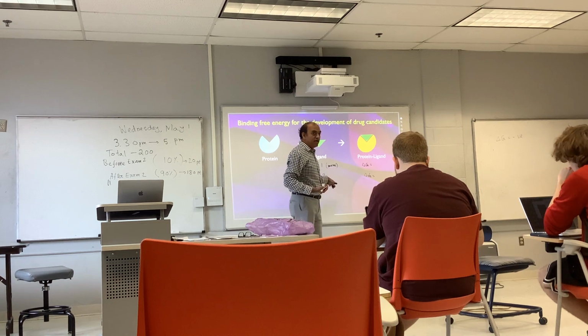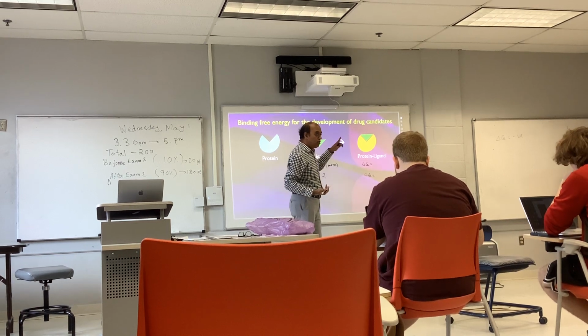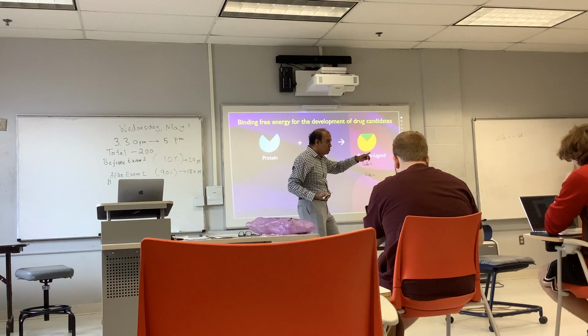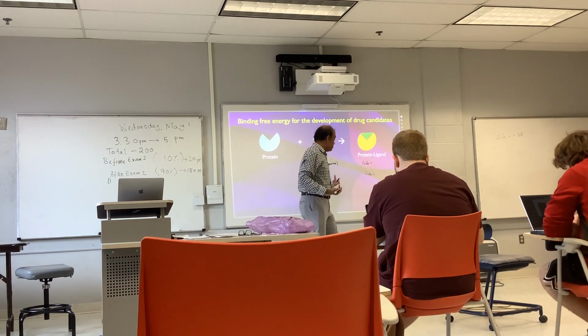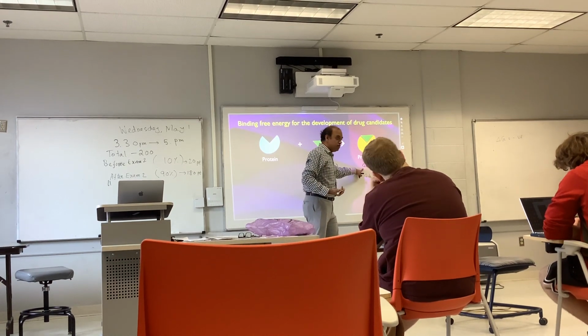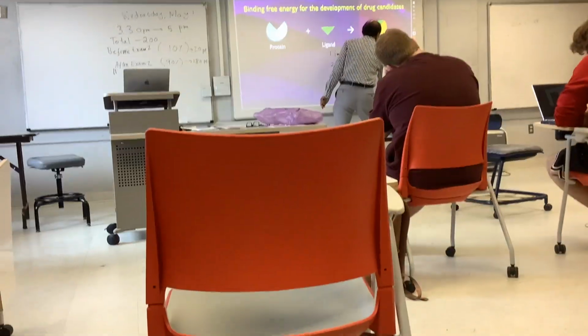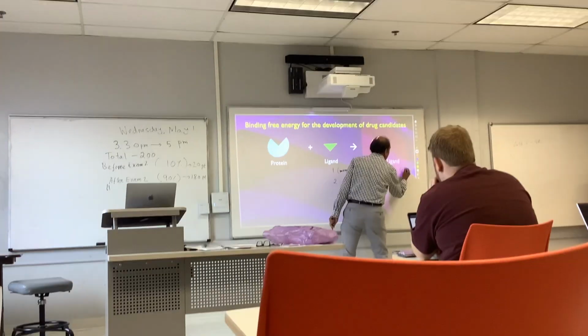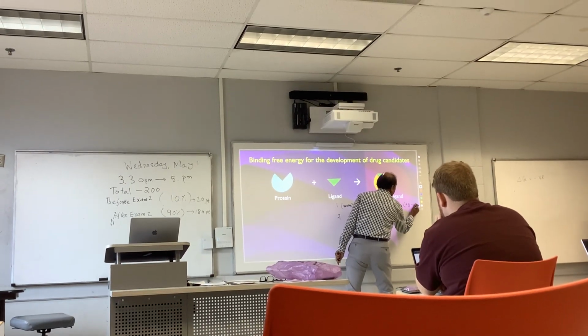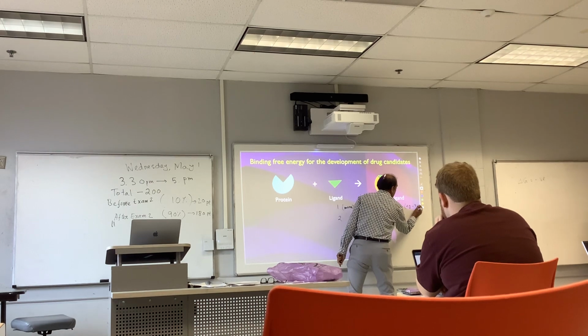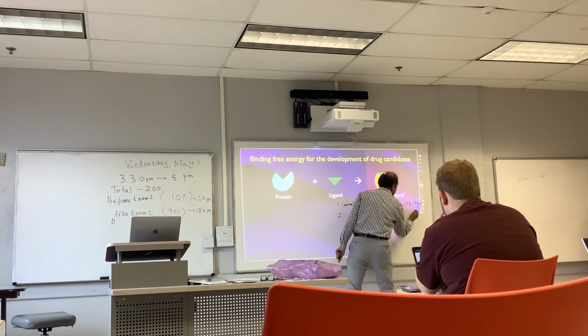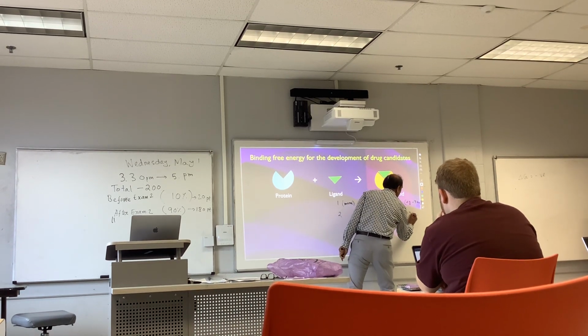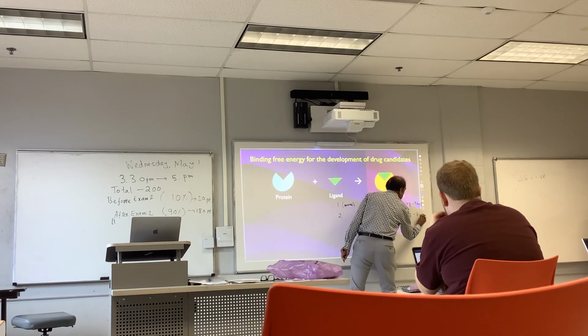Which one is going to be binding more? Ligand 1. So the negative value is going to be more for which one? This one or this one? This one. So delta G for both of them is negative, but this is going to be more negative. Let's say, for example, this one is negative 9 kilocalories, and this one is negative 7 kilocalories.